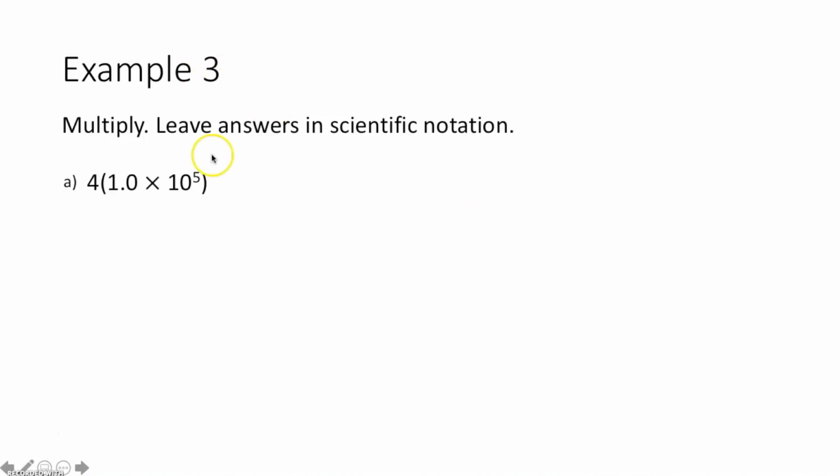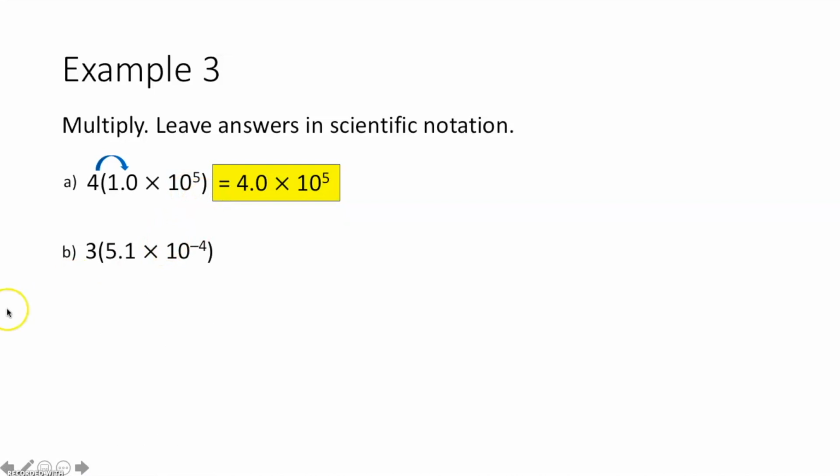Example 3 says multiply. Leave your answers in scientific notation. So here we're going to take 4 and we're going to multiply it to 1.0 times 10 to the fifth. So all we have to do is take 4 and multiply it to 1.0. What's 4 times 1? That's 4. So our answer now is going to be 4.0 times 10 to the fifth.